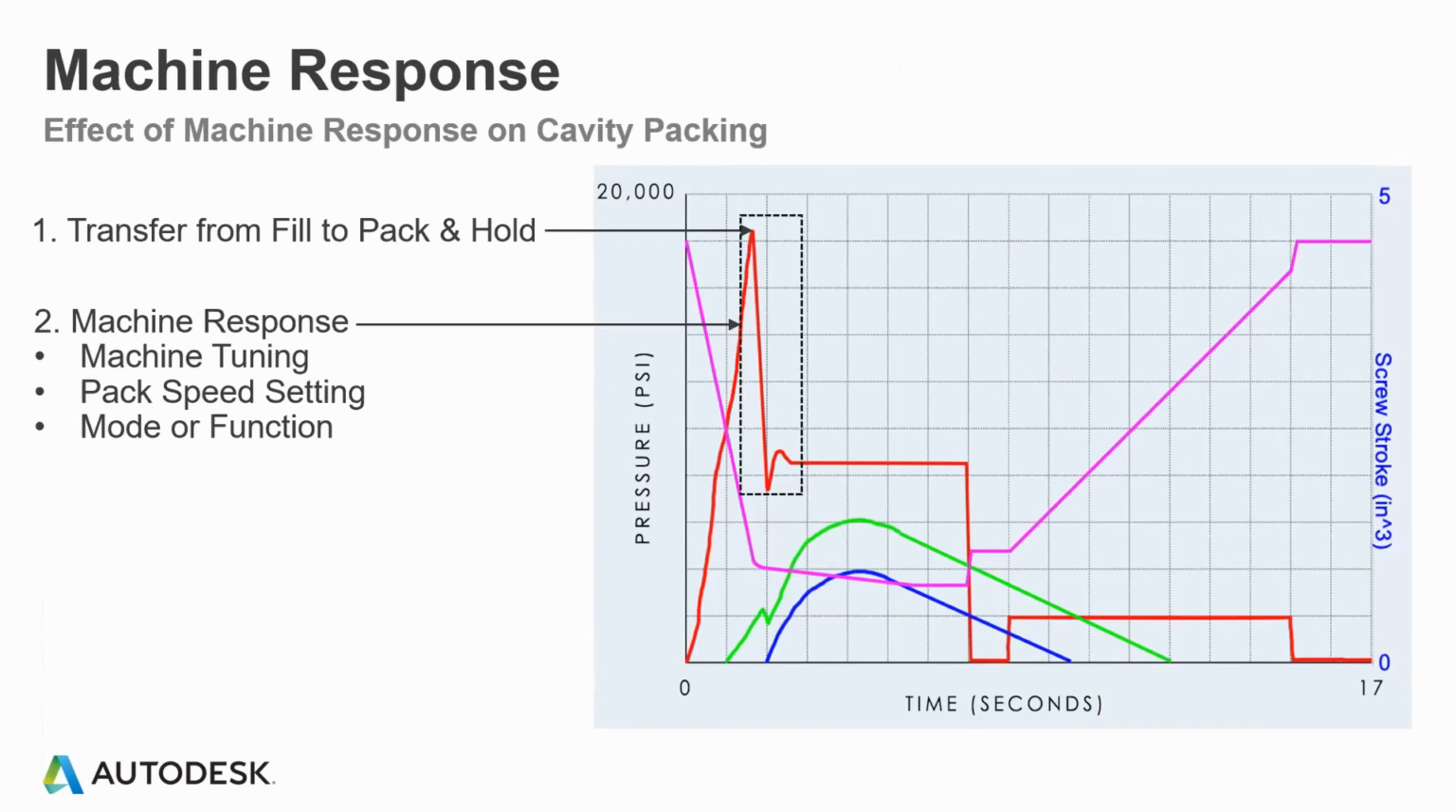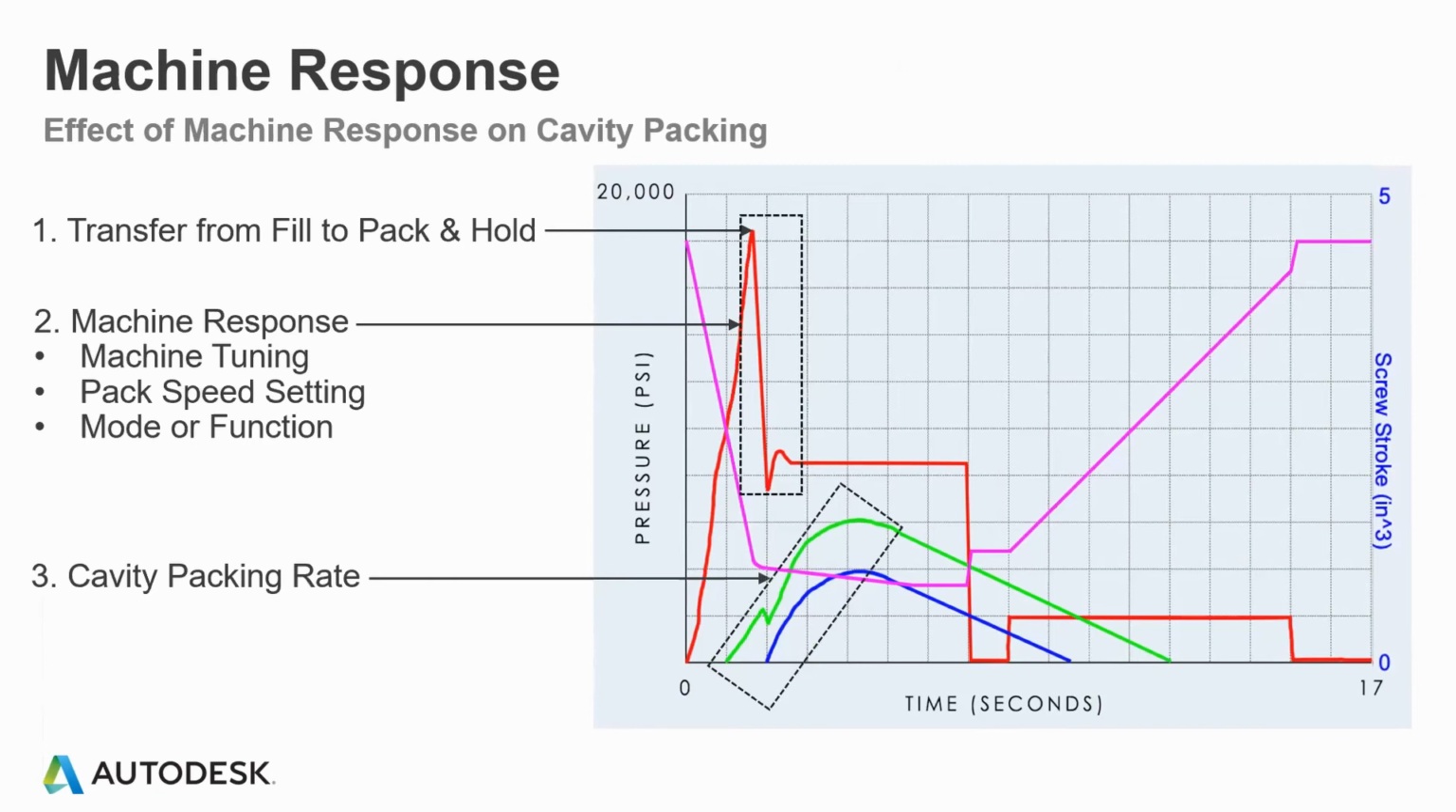So the area that we're keying in on here is what we refer to as machine response, what I've highlighted in that box. How quickly does it get from that sharp peak that was velocity controlled down to whatever the motor has set it to do for its pack and hold pressure? That's going to be the result of machine tuning, pack speed setting. So you can limit or set the amount of speed that you allow the screw to move to generate the packing pressure. And then there's also response modes or functions, one of which I'm going to show you here in a minute. But how that machine behaves, how quickly it bleeds off that pressure and reaches a stable pressure here, is going to affect how we pack that cavity, and in some cases, even how much we pack that cavity.